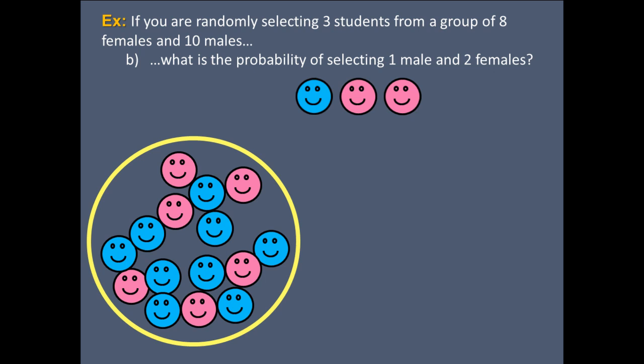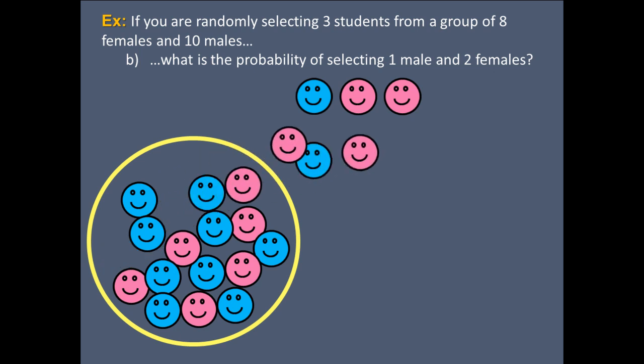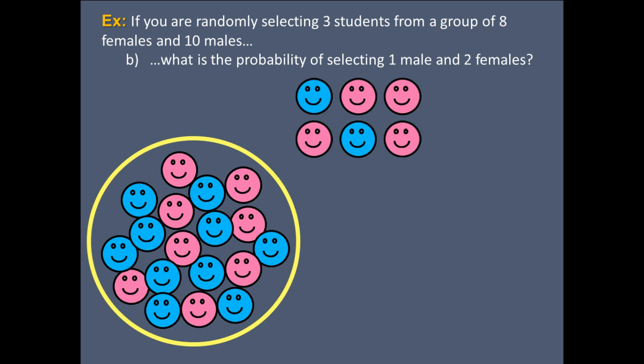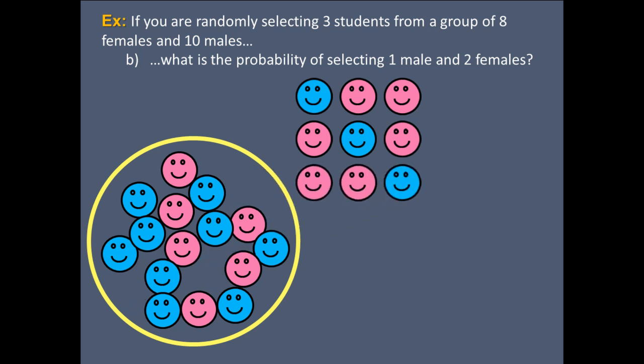I may get the male first, the female second, and the female third. Or I could just as likely have gotten the female first, the male second, and the female third. Or one last way, I could have gotten a female first, a female second, and the male as my third pick. Now, when calculating this probability, I have to consider each of those events: probability of the male, female, female, or the probability of the female, male, female, or the probability of the female, female, male.